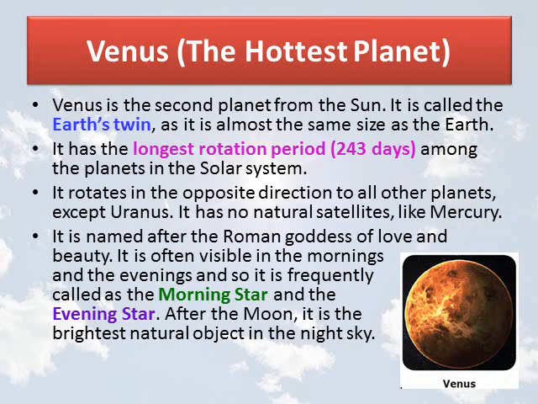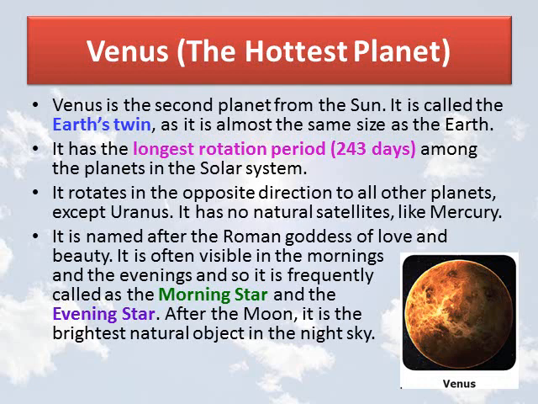Next, let us study about Venus, which is the hottest planet. Venus is the second planet from the Sun. It is called Earth's twin as it is almost the same size as the Earth. It is our Earth's twin.